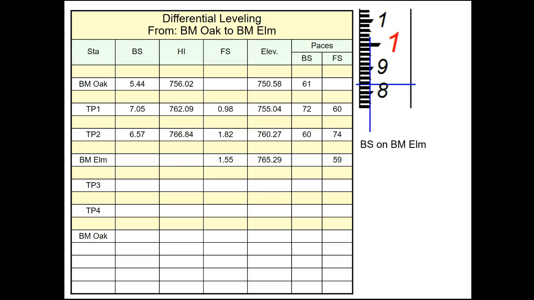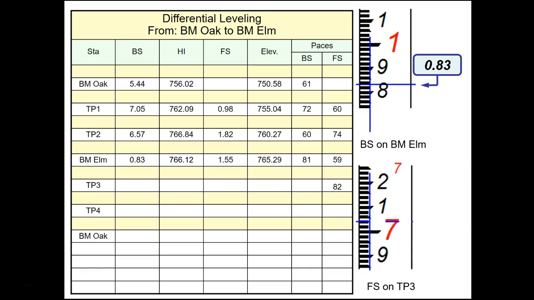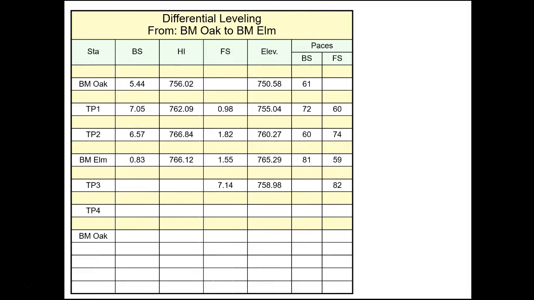There's our back sight, 0.83. That's where that goes in our field notes. We calculated our instrument height. We paste. Now we're going to take a front sight then on turning point 3, 7.14 is our value up there. We calculate our elevation at turning point 3.